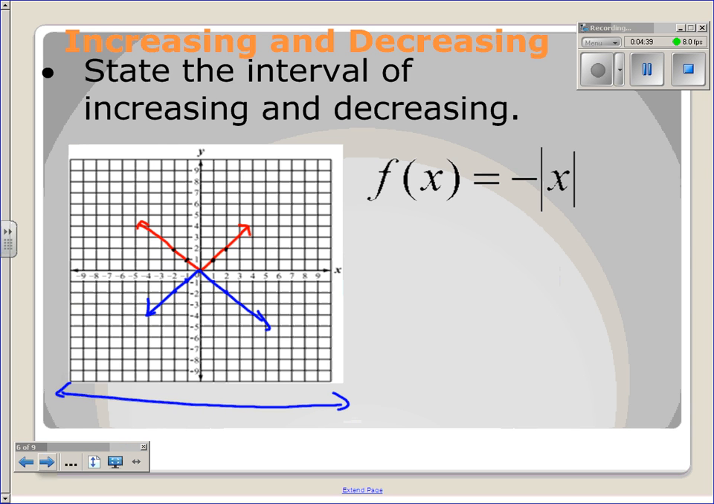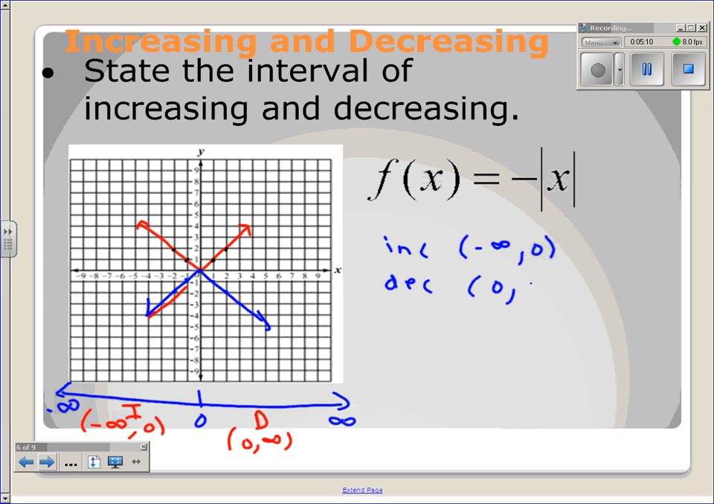On again, negative infinity, infinity. Mark our vertex at 0. This time we're going up to start with. So I'm increasing to start with, then decreasing. So we're increasing between negative infinity and 0. We're decreasing between 0 and infinity.